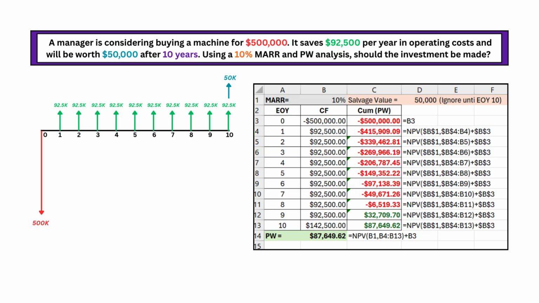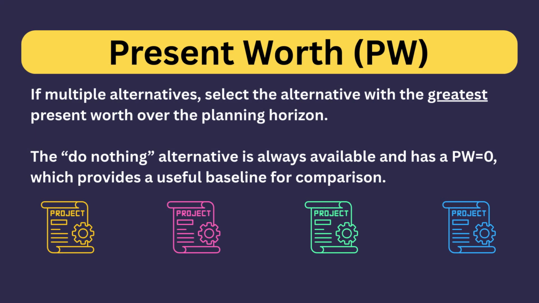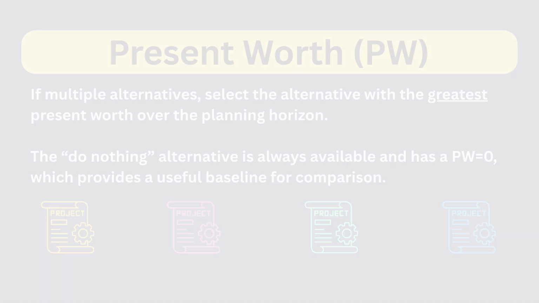This idea becomes especially relevant when discussing discounted payback period and project risk. Present worth analysis becomes even more powerful when it is used as a ranking method to choose among multiple mutually exclusive alternatives. In this case, the decision rule is to select the alternative with the greatest present worth over the planning horizon. The do-nothing alternative is always available and has a present worth of 0, which provides a useful baseline for comparison. To illustrate this, consider two alternative machine designs.